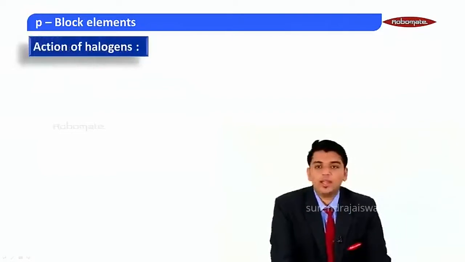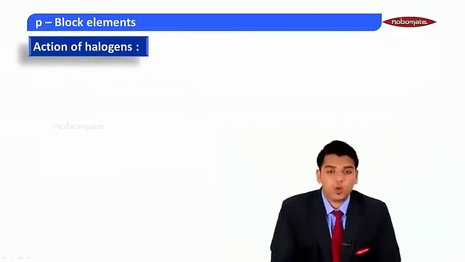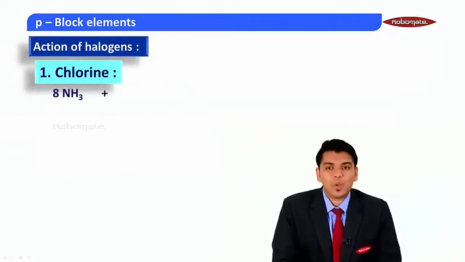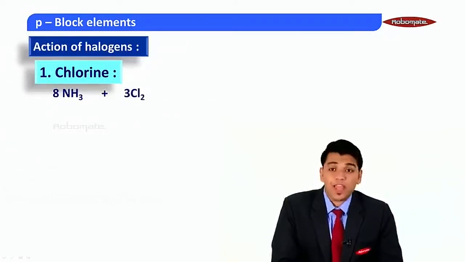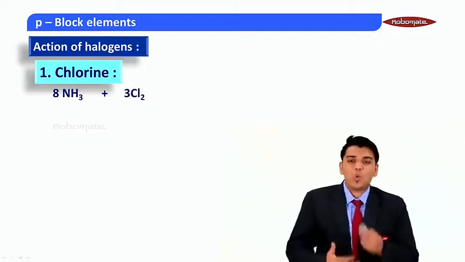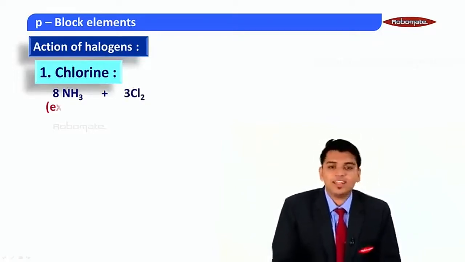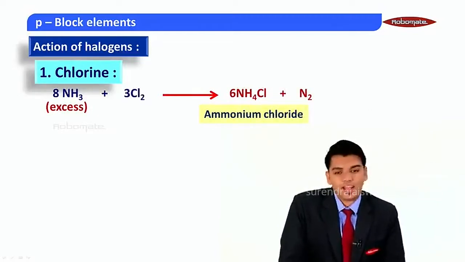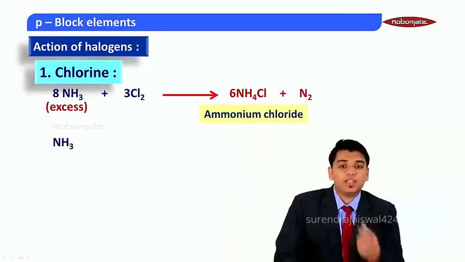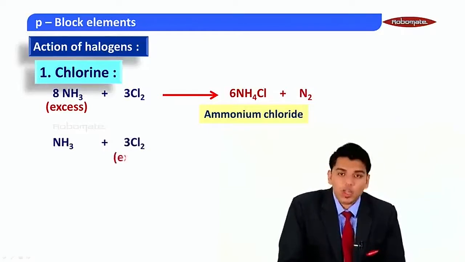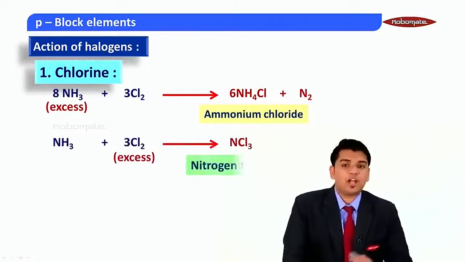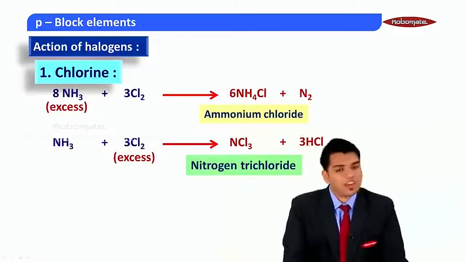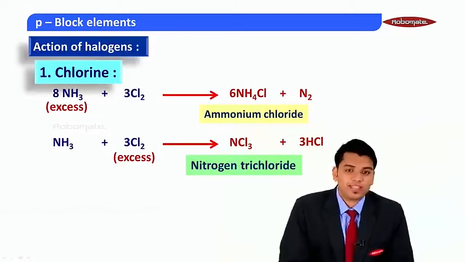Going ahead, now actions of halogens on ammonia. First, we will have a reaction with chlorine. So 8NH3 when reacted with 3Cl2. When we compare the stoichiometry, we can see that ammonia here is in excess. So they react to give us ammonium chloride and N2 gas. But when we turn the tide, that is when we take chlorine in excess, the products that we get are completely different. What we get is NCl3, that is nitrogen trichloride, followed by HCl.